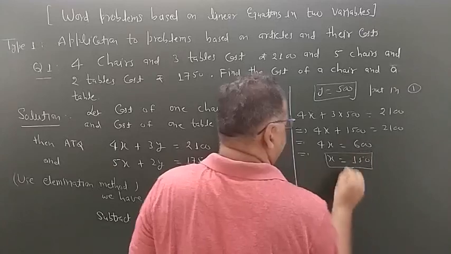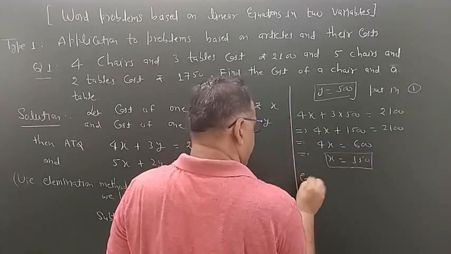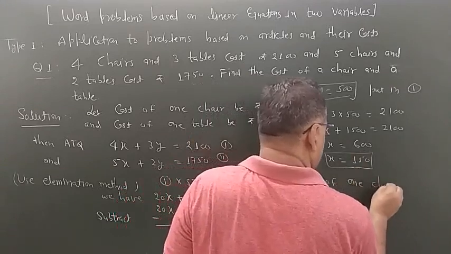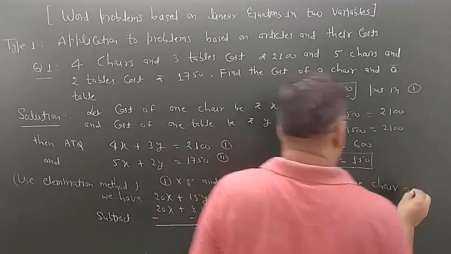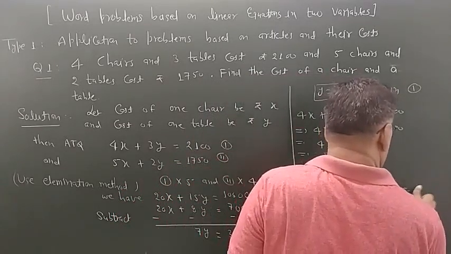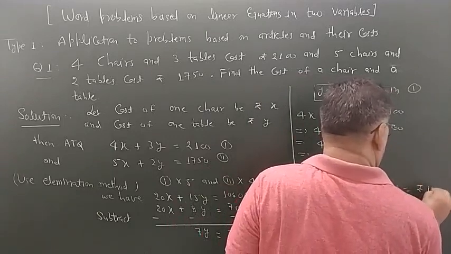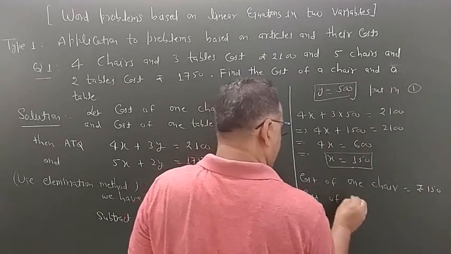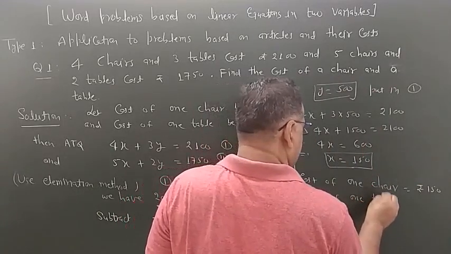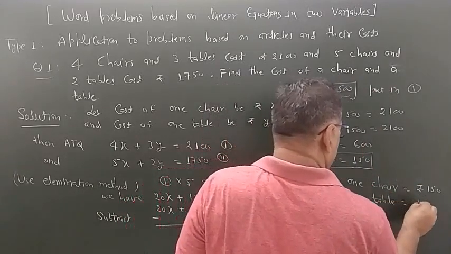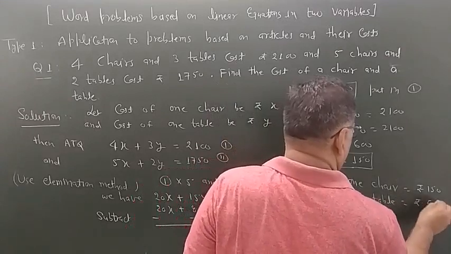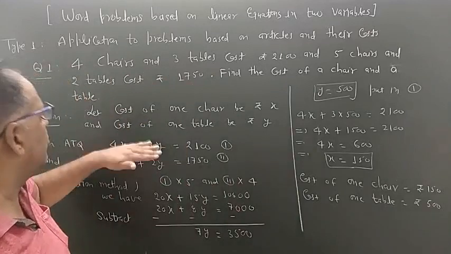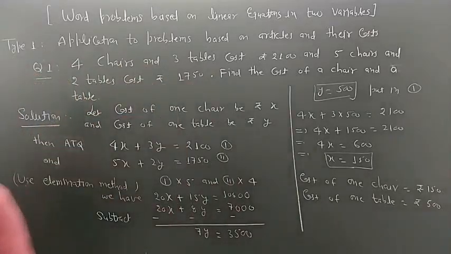Now the cost of one chair is rupees 150, and the cost of one table is rupees 500. So this is the solution of this question.